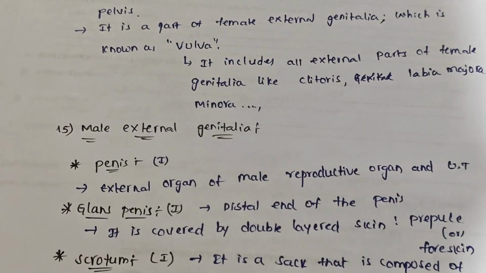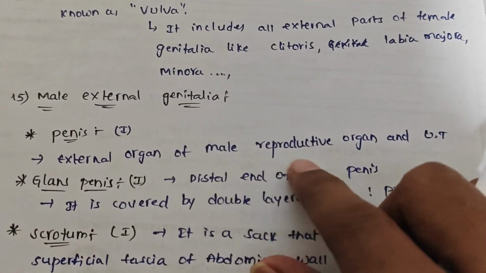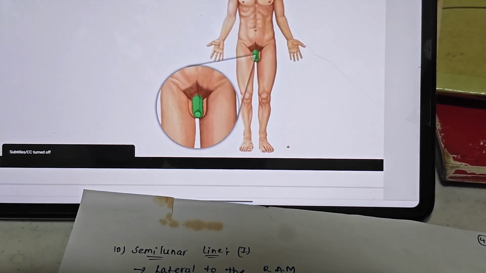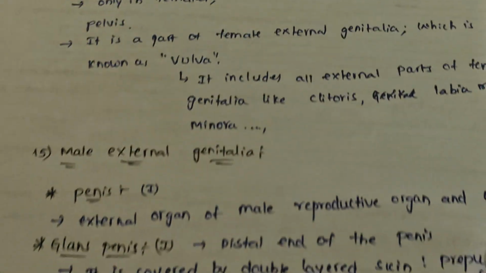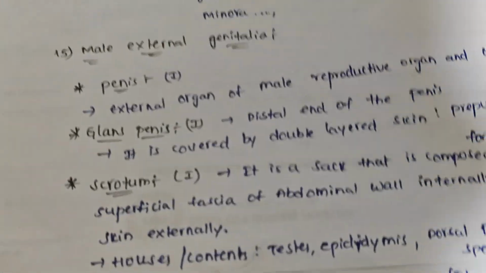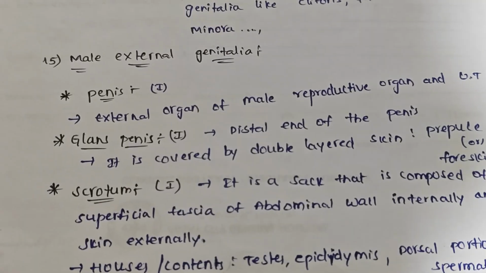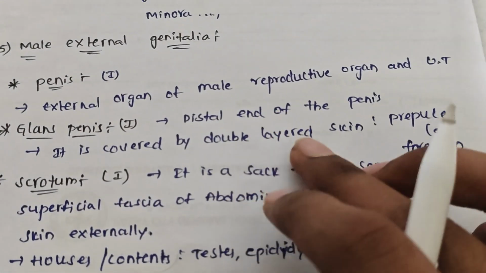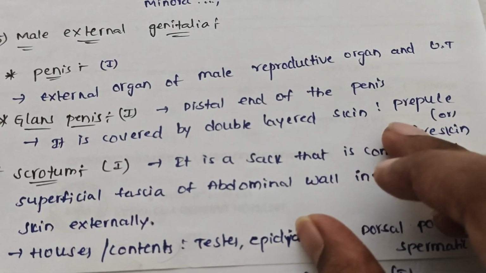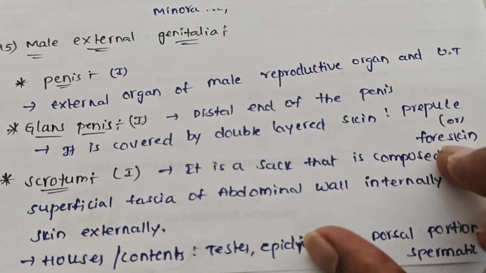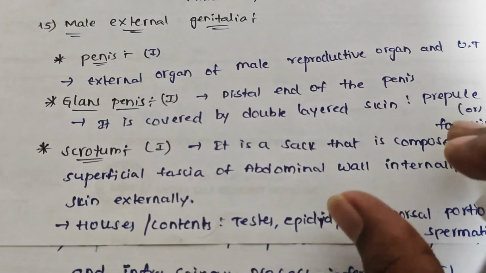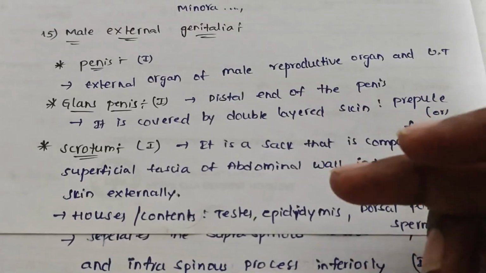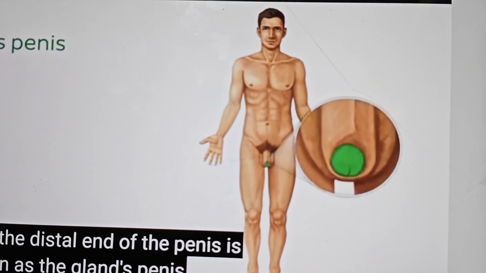For the male external genitalia, firstly the penis, the external organ of the male reproductive system, and urinary tract as well. That's the penis. Next anatomical feature is the glans penis. Distal end of the penis is the glans penis, and it is covered by double layered skin, which is known as the prepuce or foreskin of the penis. Okay. This one is the glans penis.